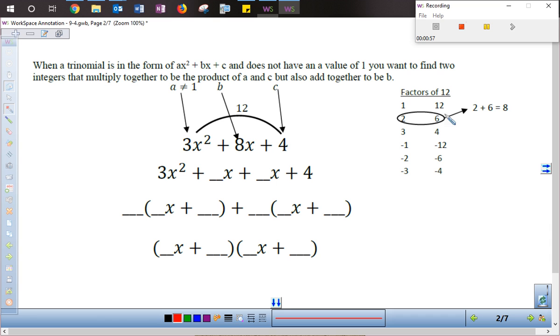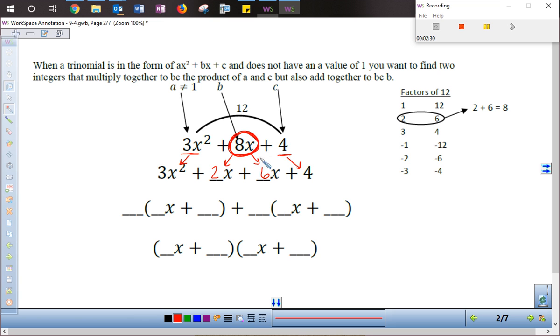Now, if this was easy factoring, I'd just be able to create my two binomials, stick in the variables, stick in the terms, and call it good. However, with frowny face factoring, we're actually going to rewrite my equation. And what I'm going to do is leave my first term the exact same, and leave my last term the exact same. But I'm going to replace my middle term here with the two factors that we chose. So 8 can be split into 2 plus 6. So I'm going to take that 8x and split it into 2x plus 6x.